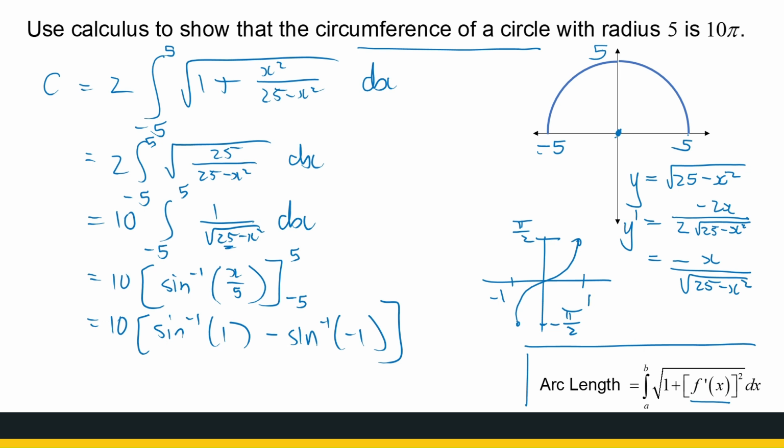So arc sine of 1 is pi over 2, arc sine of minus 1 is minus pi over 2. So I've got 10 times pi over 2 minus pi over 2. So it's 10 times pi, and that is 10 pi. So we've shown we're getting the same result as we did with the formula.